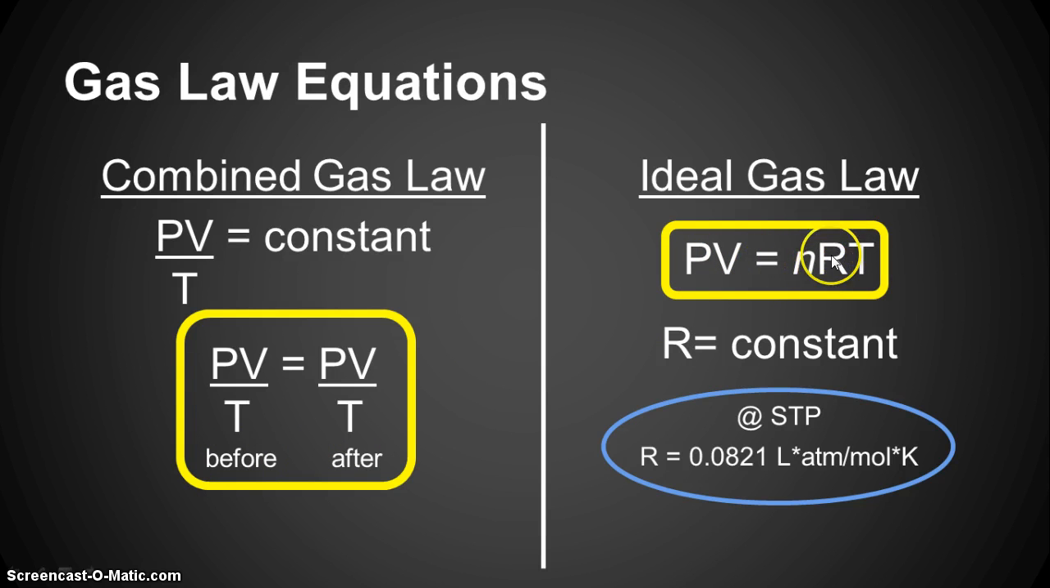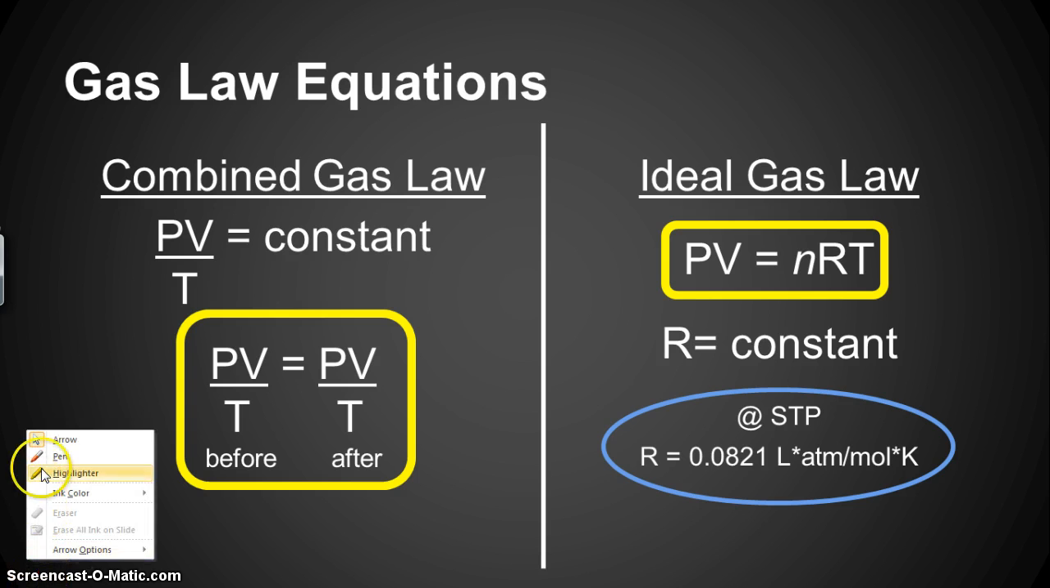And then here, instead of using K for a constant, we're using the letter R. And the reason we're using the letter R is because this constant now has a known value. R is a constant, and as long as we are at standard temperature and pressure, so as long as we are at 0 degrees Celsius, or 273 Kelvin, and 1 atmosphere of pressure, then we know the value of R, and this is a number that you need to memorize.